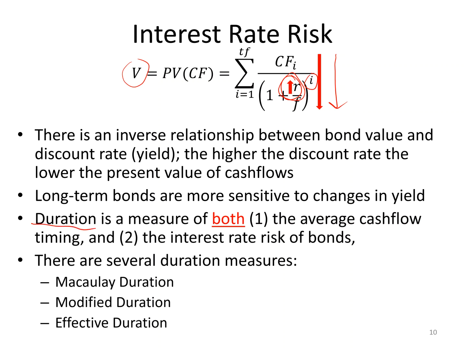Now, duration is a measure of both the average cash flow timing, in other words, kind of the maturity of the bond, and the interest rate risk of the bond. There are several duration measures which we're going to cover. In this topic, we're going to cover Macaulay and modified duration, and then later we'll talk about effective duration.